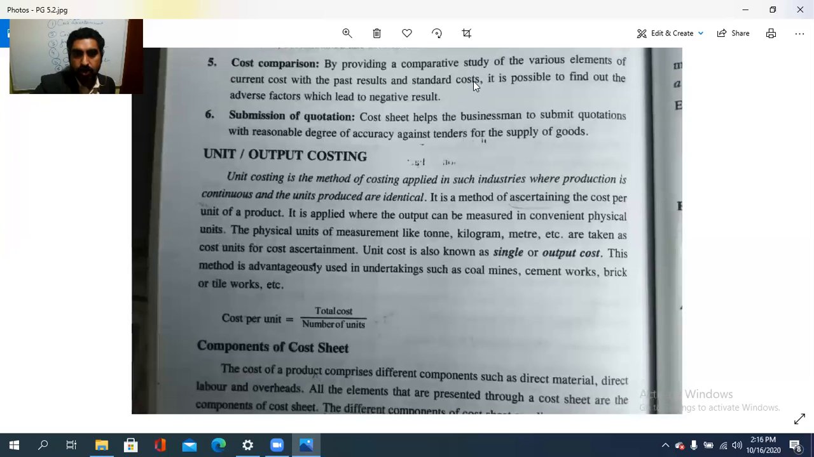Next, what is that unit or output costing? What is a unit costing as well as output costing?